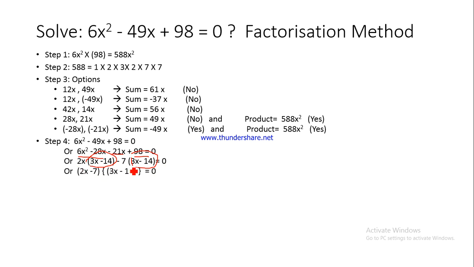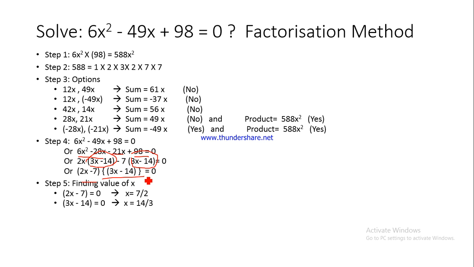So we have taken out this term as common, and what is left inside now becomes 2x minus 7 whole into 3x minus 14. So 2x minus 7 in brackets multiplied by 3x minus 14 in brackets. So these are the two terms that we have got, and now we'll be using the same procedure which we had adopted earlier. 2x minus 7 is equal to 0, we'll get x equal to 7 by 2. 3x minus 14 is equal to 0, we'll get the value of x is equal to 14 by 3.